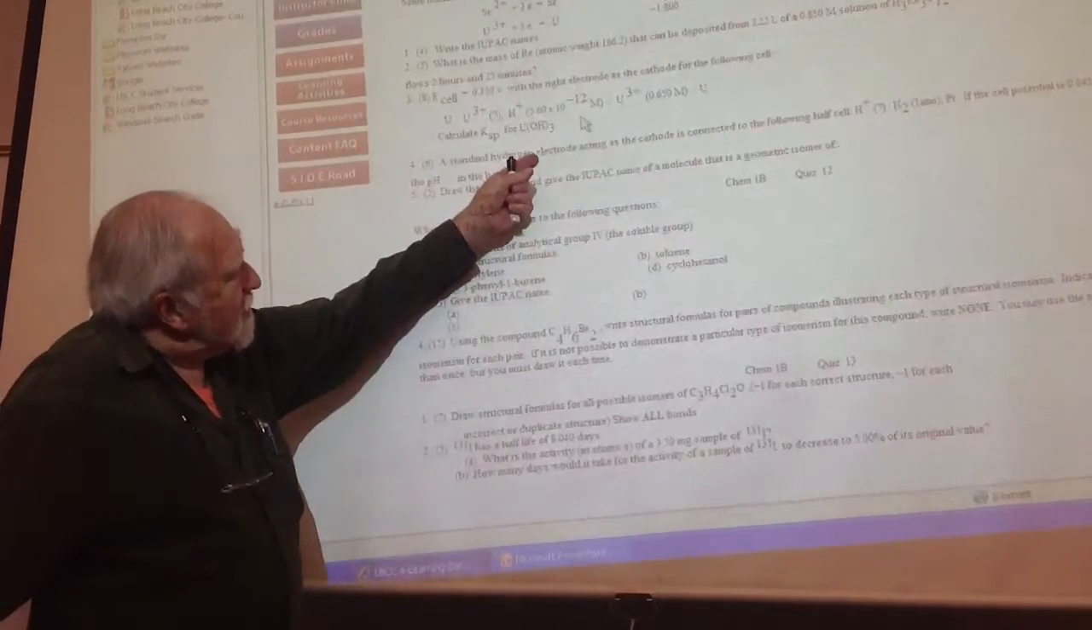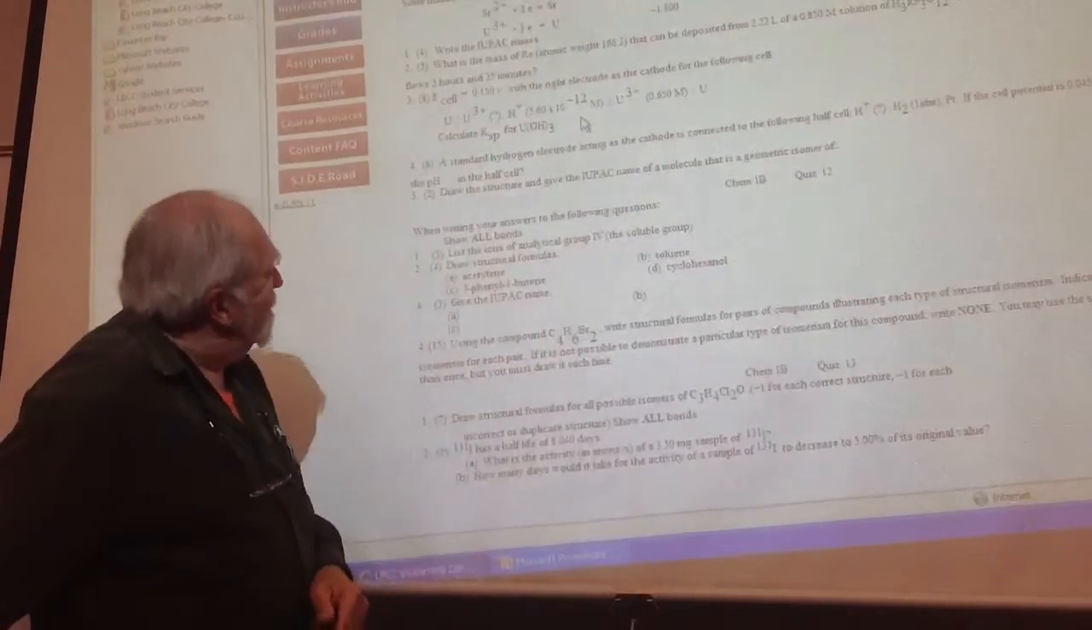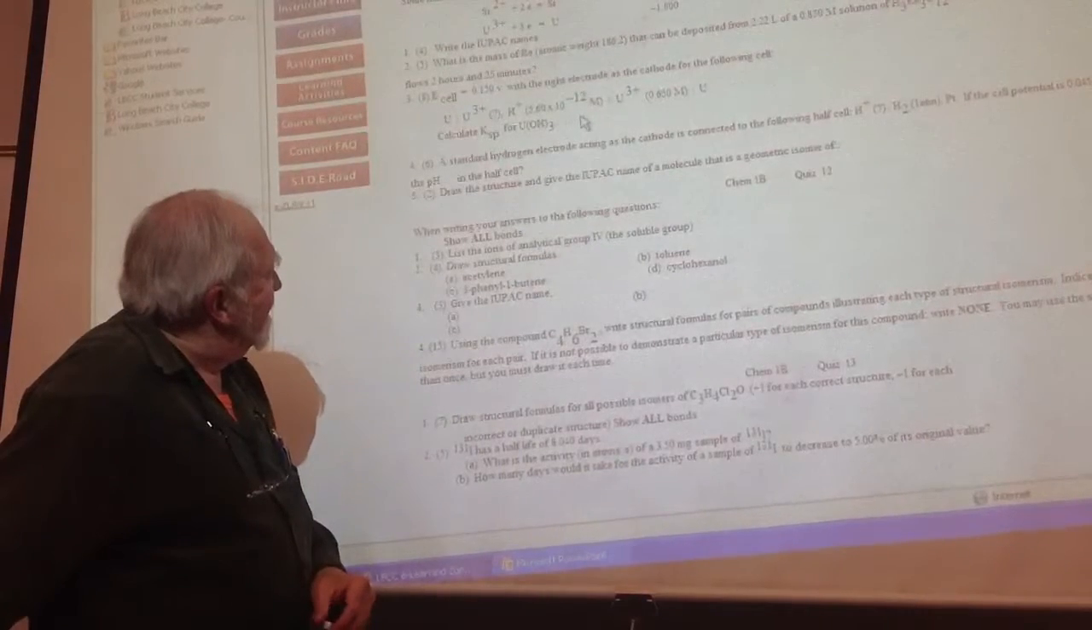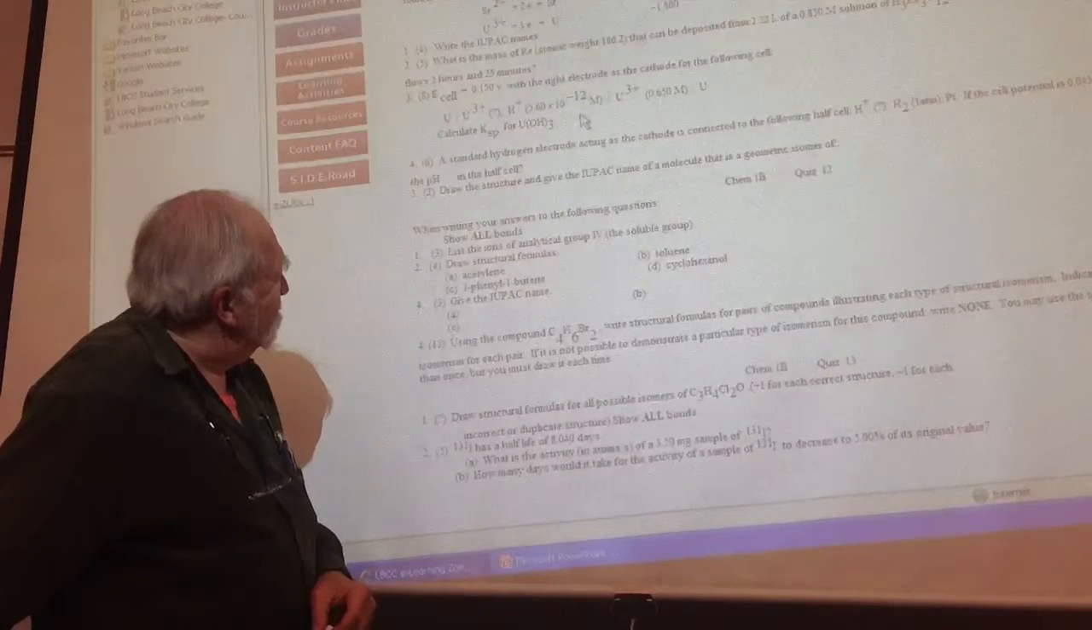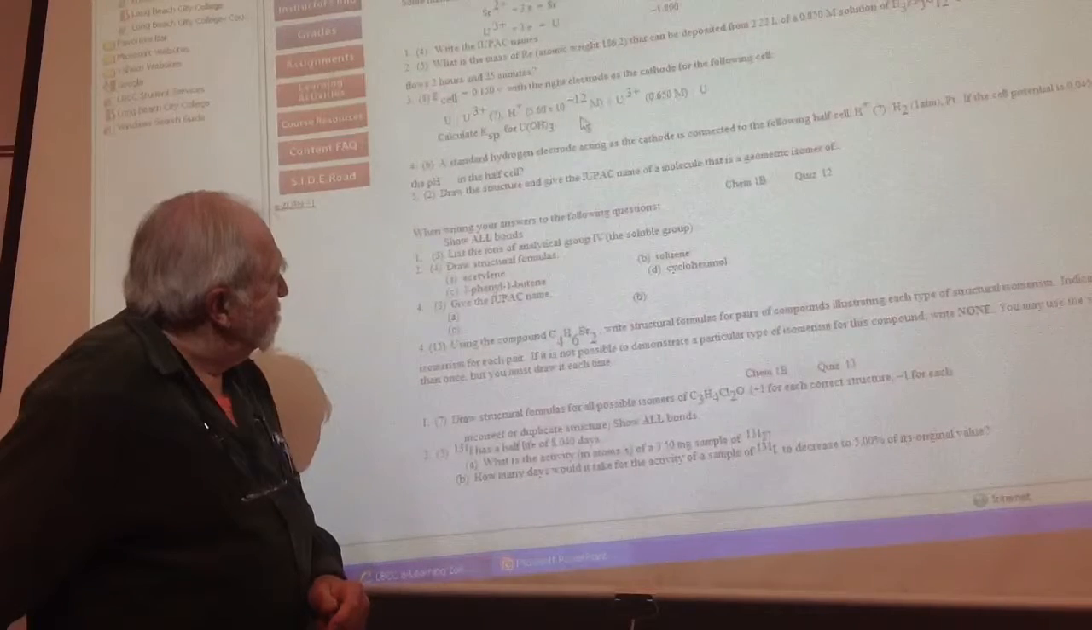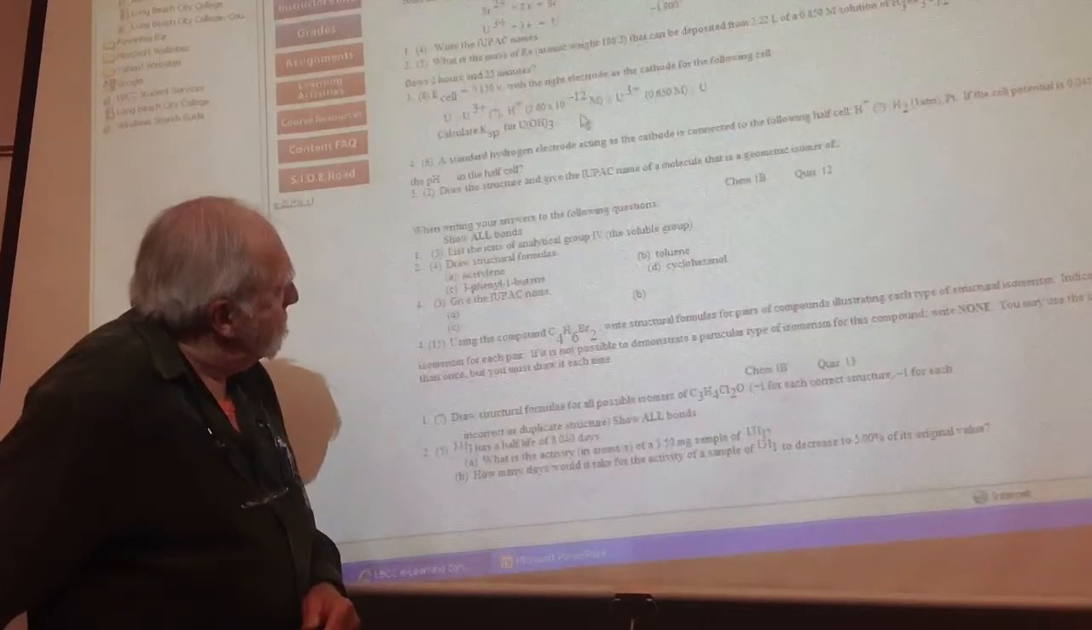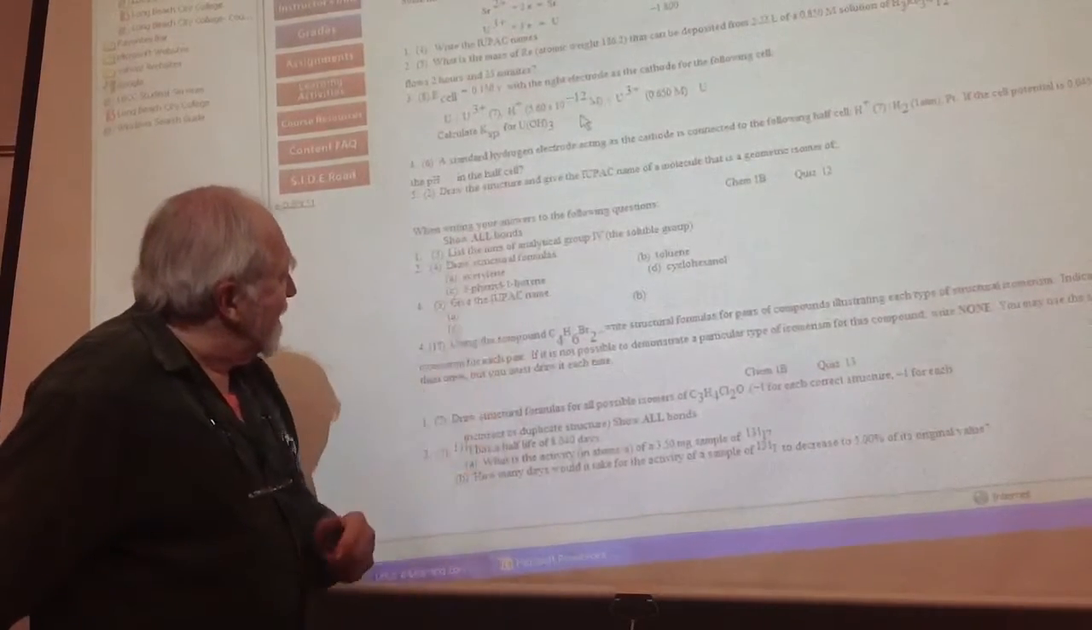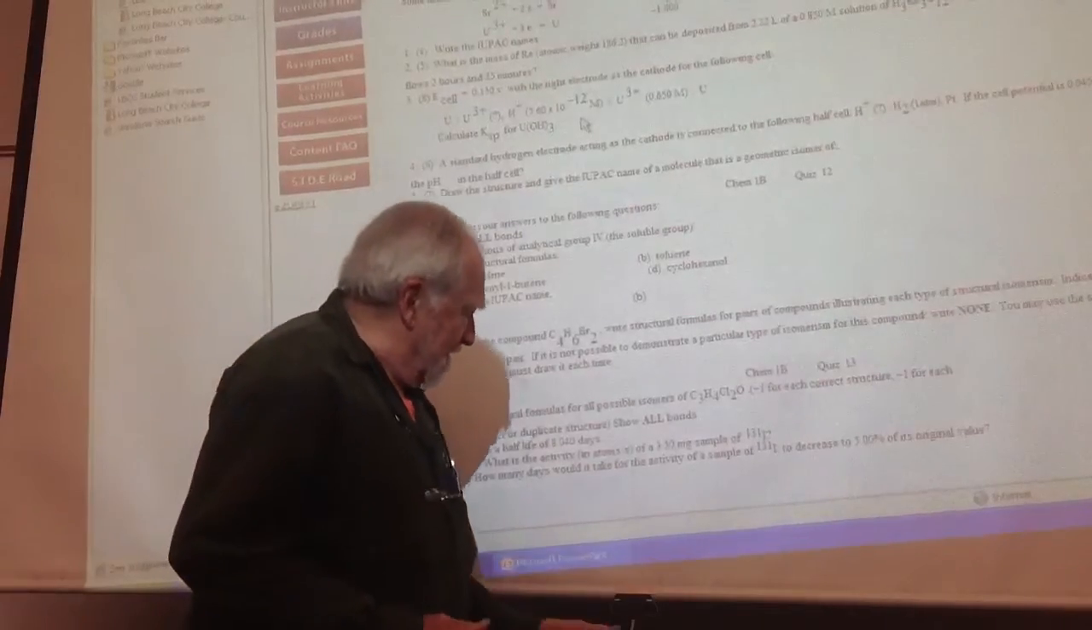And there's the problem we just got done doing, cell potential. Oh, I guess that's the one I did. What is the pH cell? Then this is starting organic chemistry, which is one of the next topics.